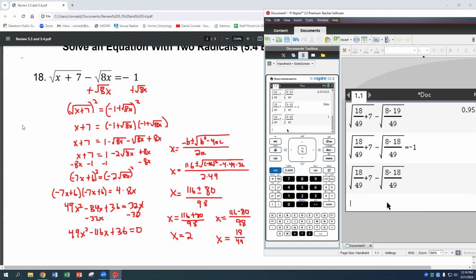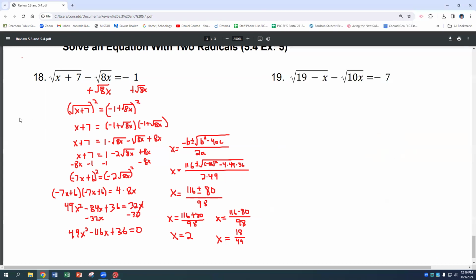Okay, so that means x equals 2 is good. And then this one was extraneous. So extraneous. And x equals 2 is our only answer.